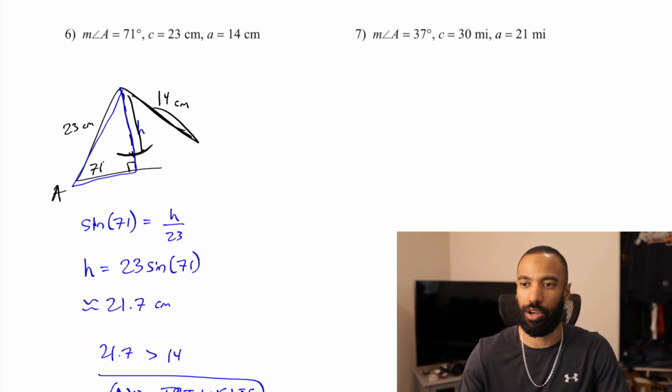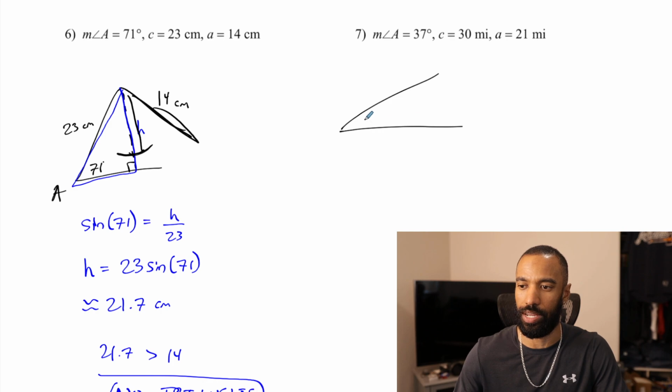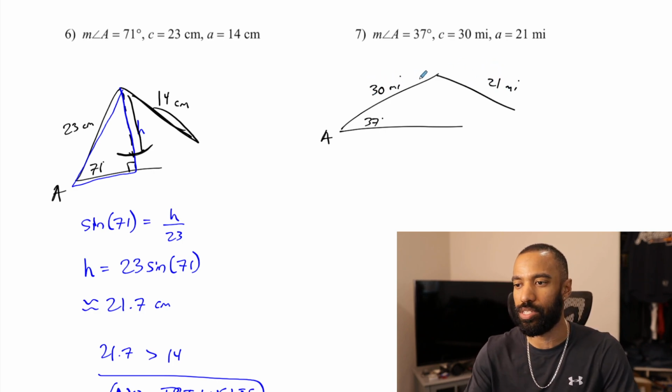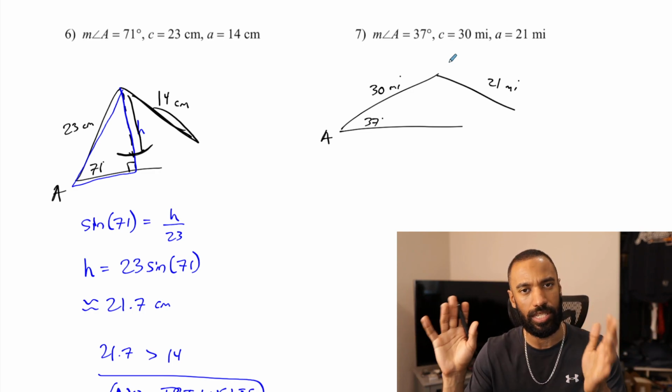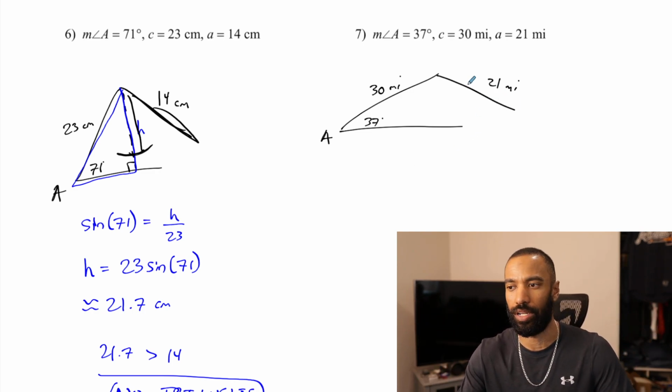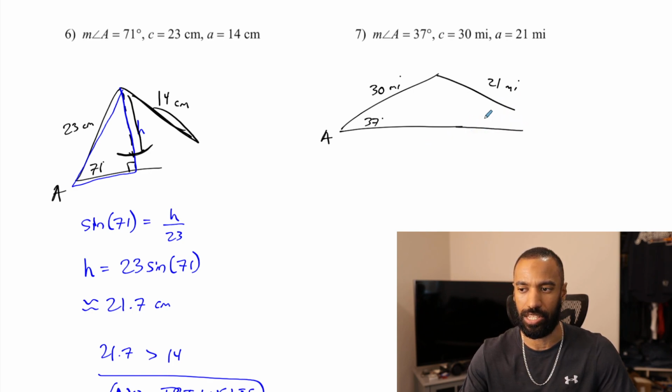Okay, in this last scenario, we have an acute angle at 37 degrees on A. The side opposite A is 21 miles. The C is 30 miles right here. 21's less than 30, so one triangle is not guaranteed here. The question is, is 21 long enough to connect into this side and reach? So let's look into that height again. Let's see how long that height will be.